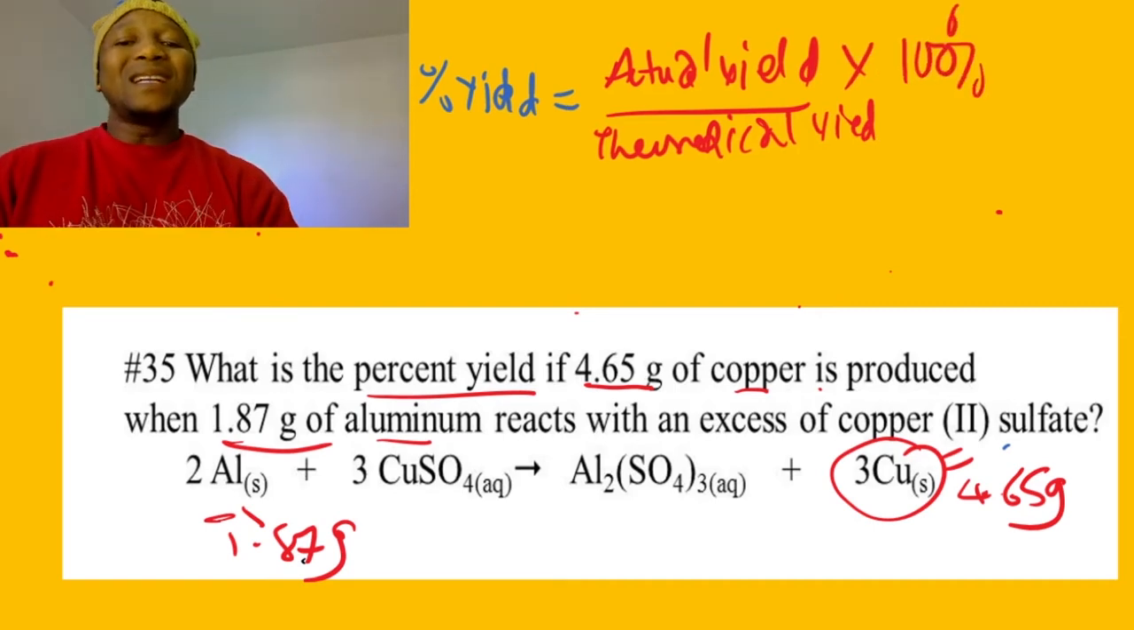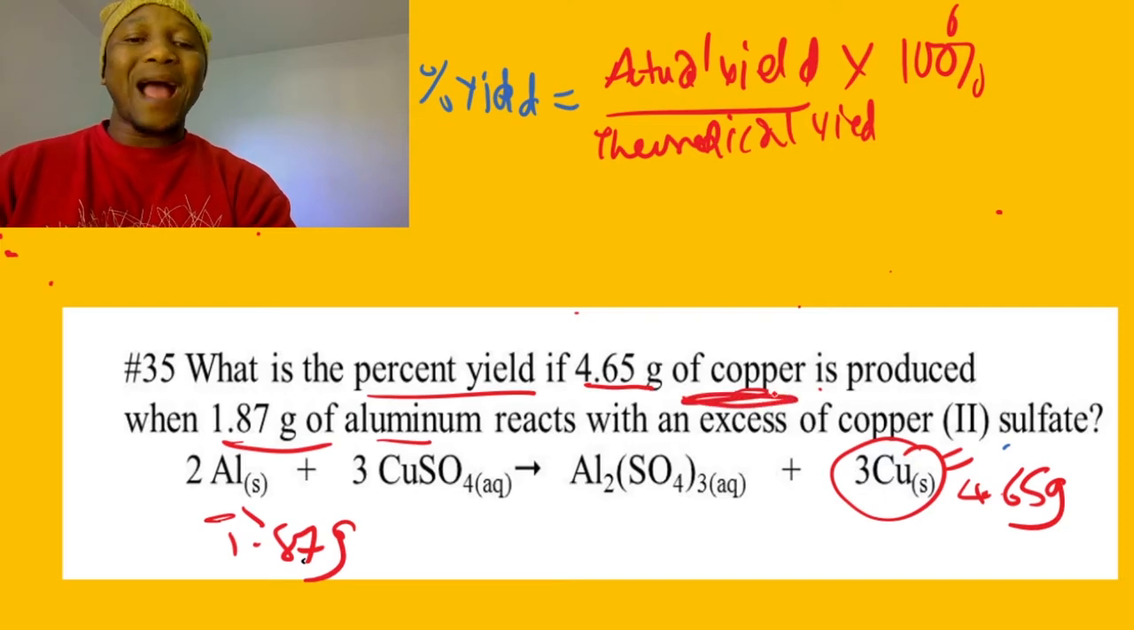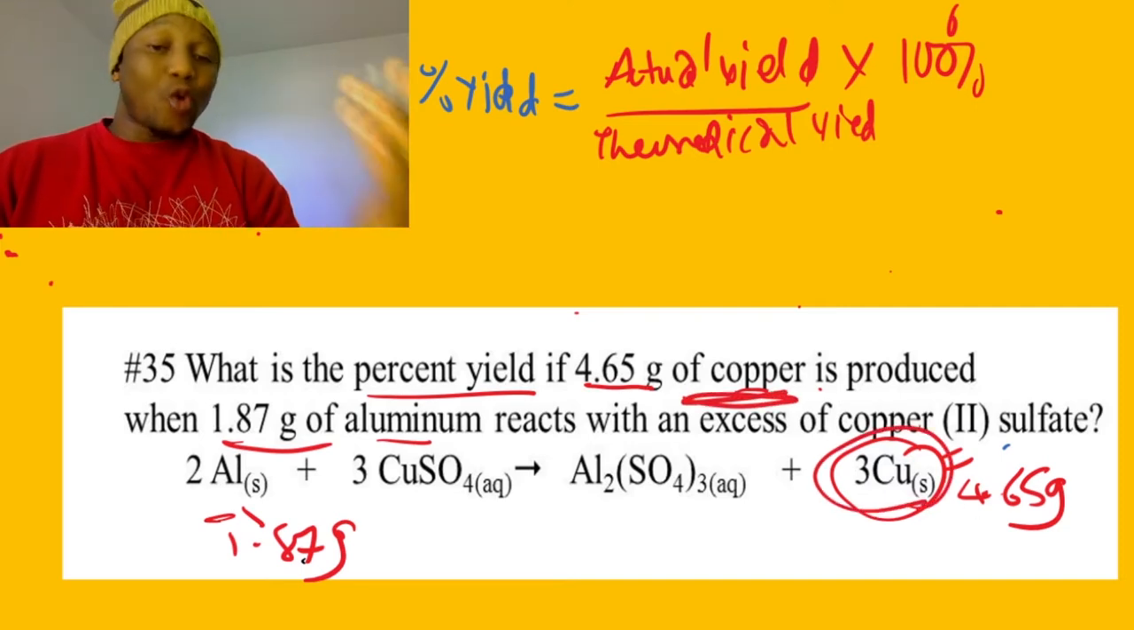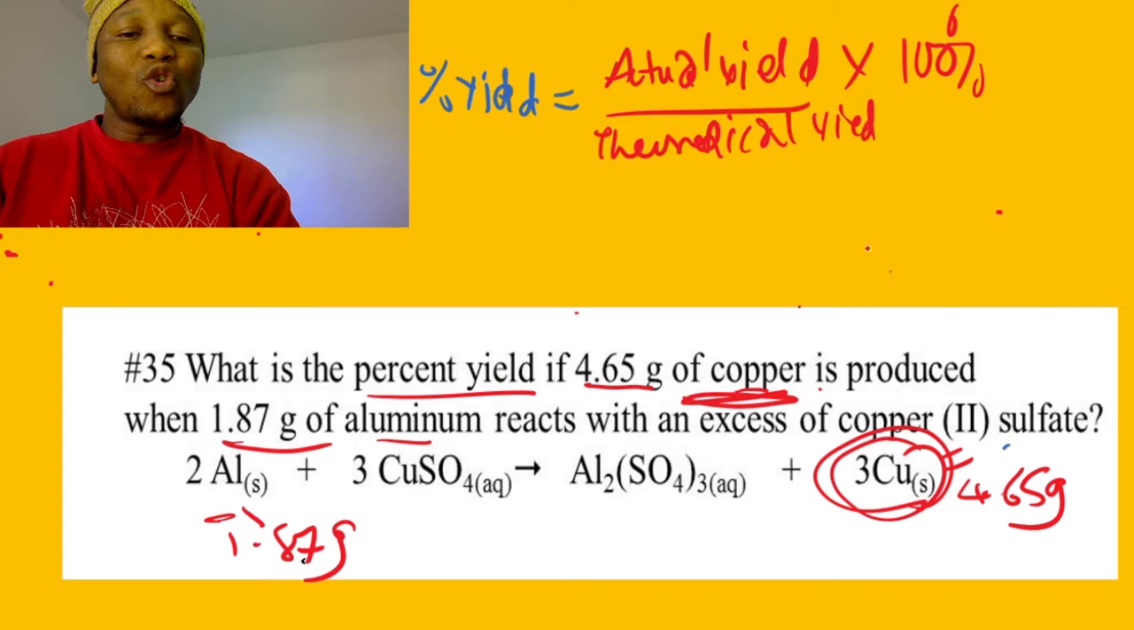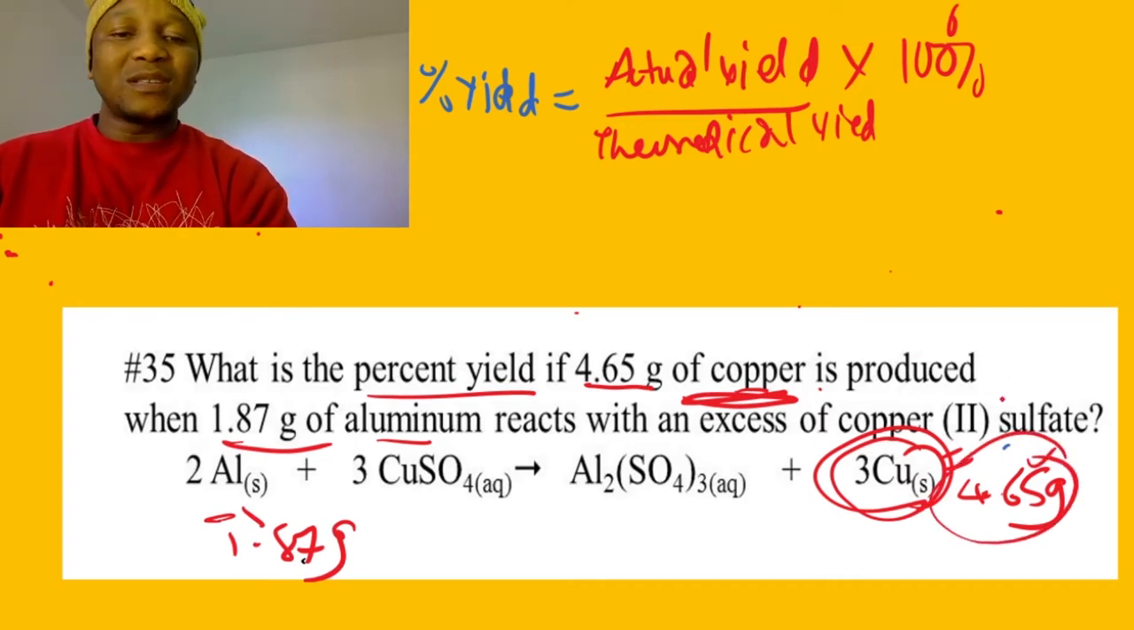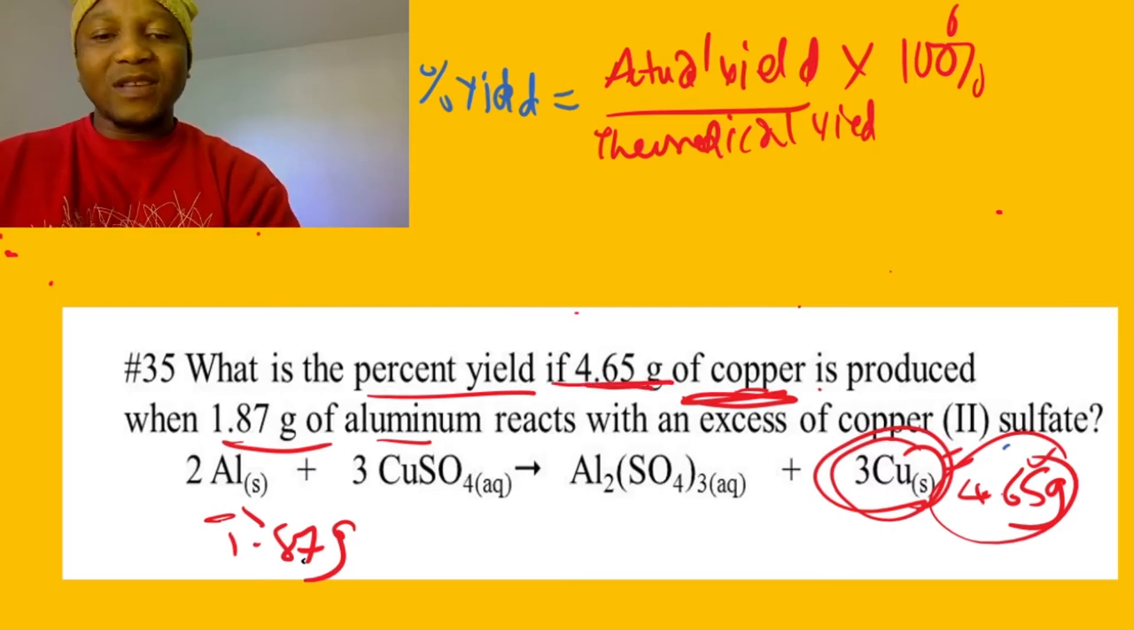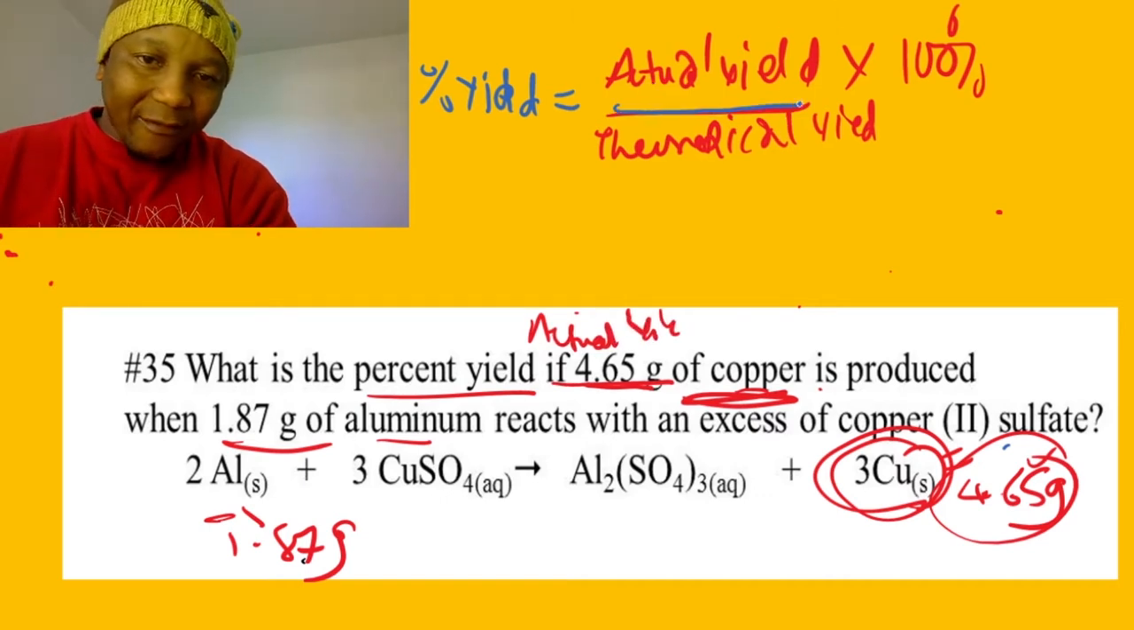So what yield do you want to find? You want to find the yield of the copper, because this is what was produced. So that's the actual yield, means the one which is produced. So we have the actual yield here, which is this one here. So I can say, yeah, this is the actual yield. This one here I do have already.